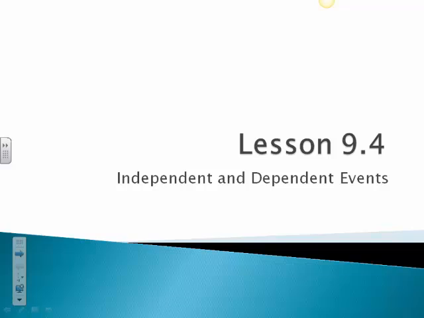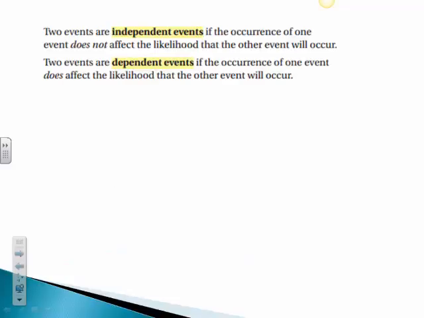Guys, lesson 9.4. Today we're going to be talking about independent and dependent events. Let's start with vocabulary. This first vocabulary word states, two events are independent events if the occurrence of one event does not affect the likelihood that the other event will occur. So, for instance, independent events are two events that don't affect each other.